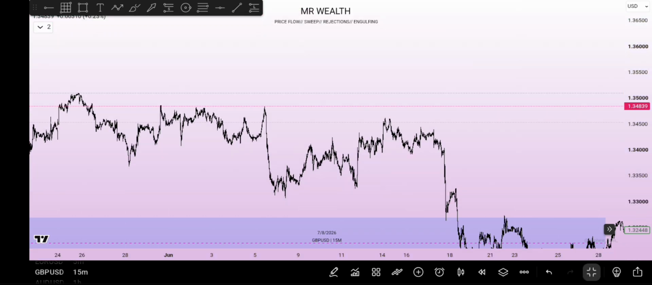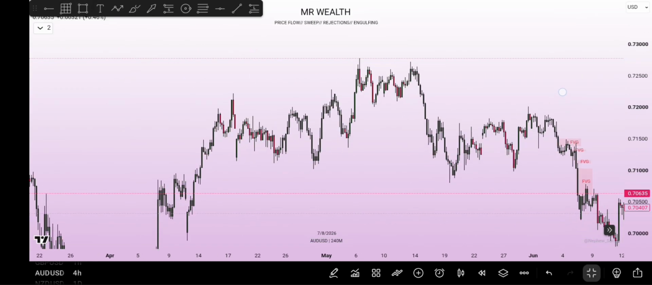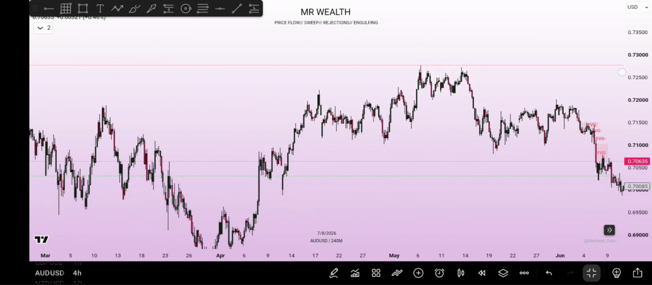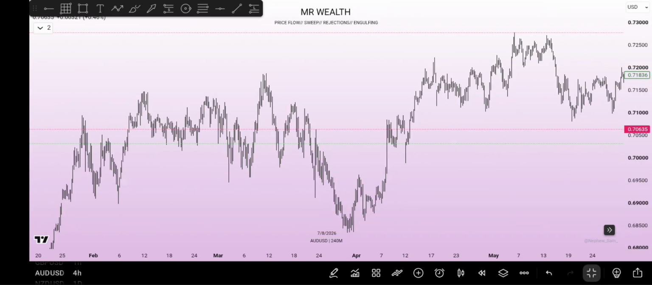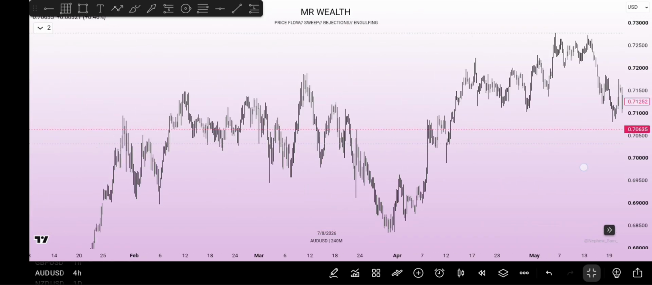So this is for AUD USD. So this is for AUD USD on a 4 hour time frame.